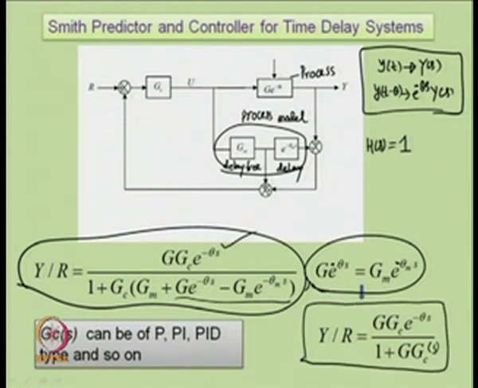Although the structure appears to be complicated compared to the earlier compensation schemes we have discussed, still the closed loop transfer function comes in a very simple form. If you look at the denominator of the transfer function, 1 plus G G C, based on the denominator it is very easy to design a controller for the Smith predictor and controller scheme. Now, how do we get this? Detailed derivations can be easily obtained.